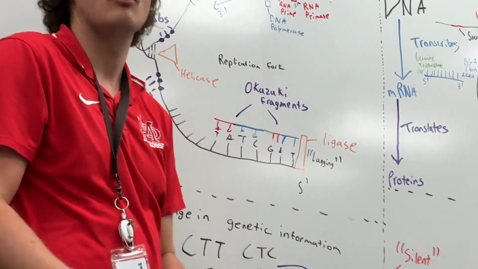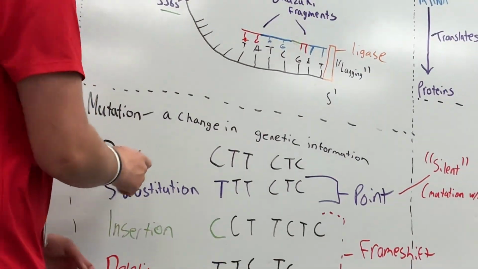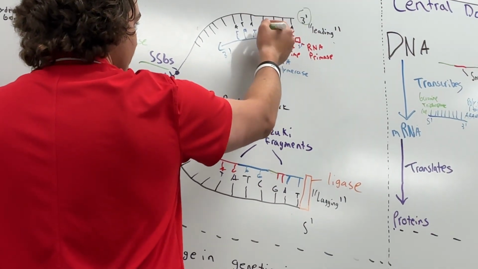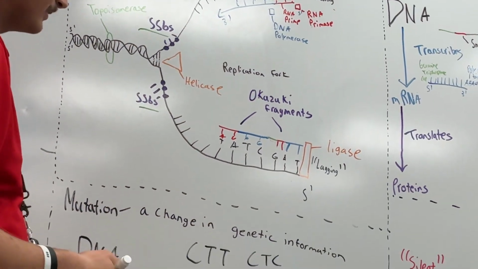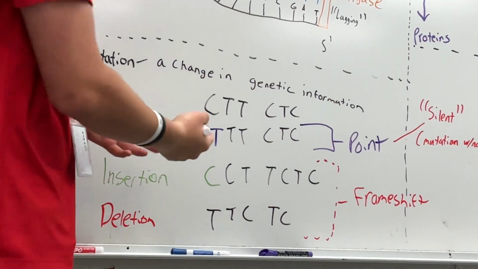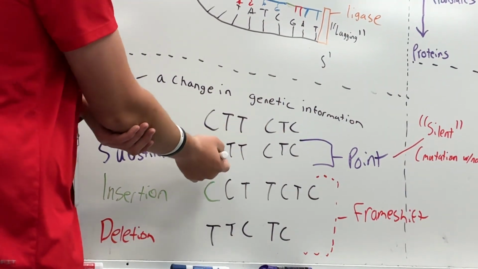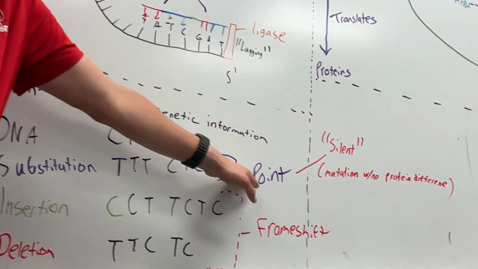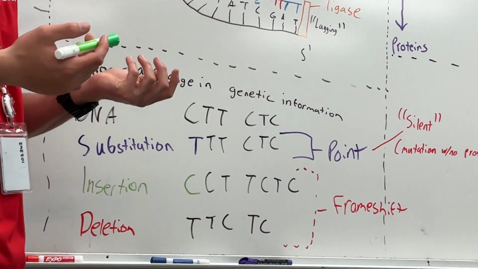This process is almost perfect. It's really, really good. But when it is not perfect, we have a mutation, which is a change in the genetic information. It's when DNA polymerase is copying, and instead of going C to G, it makes a mistake in one way or the other. One of those mistakes is called a substitution mutation. When your original DNA is CTT, CTC, and the new DNA is TTT, CTC, that is a point mutation, that is a substitution. This will change the protein in essence.